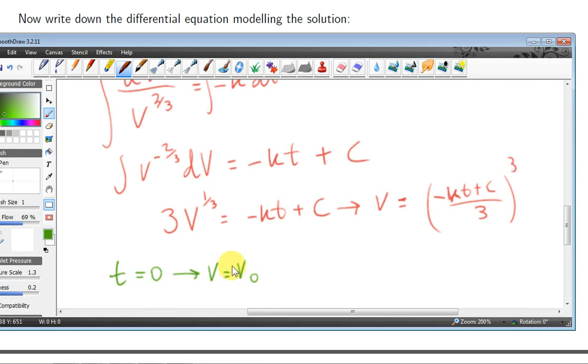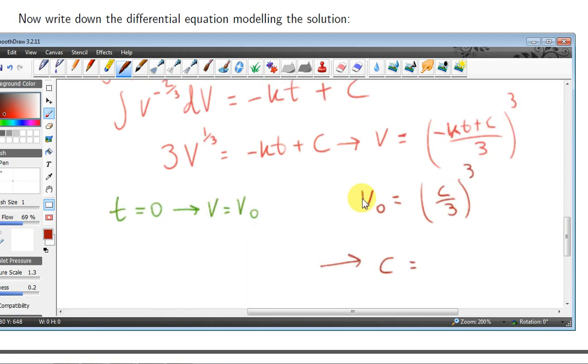Next we apply our initial condition. So if we plug 0 in for t, v is v0. So plug 0 in for t, we get c over 3 cubed. So we take the cube root of both sides, or raise both sides to the power of 1/3, and then multiply both sides by 3. So we get 3v0 to the power of 1/3.